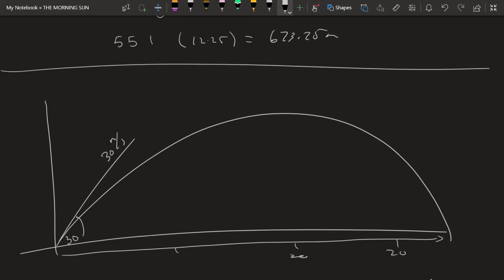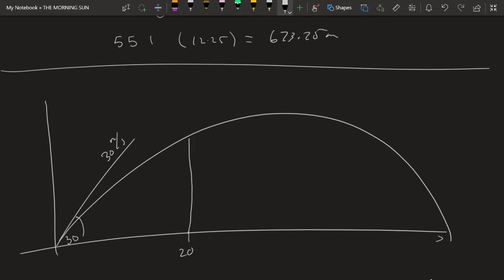There's 20. I don't know where the 20 is. We're going to figure it out. So here we go. The first thing is we need to draw the diagram. Now, how do we know where to put the wall? Either we put the wall over here, or we put the wall over here, right? Or we put the wall over here. But how do we know?